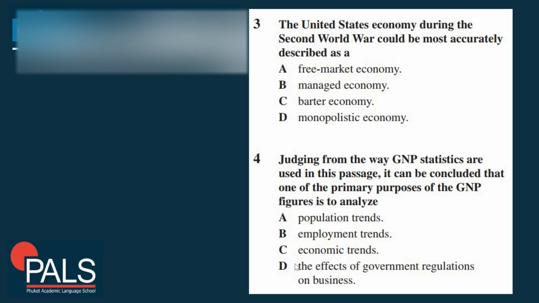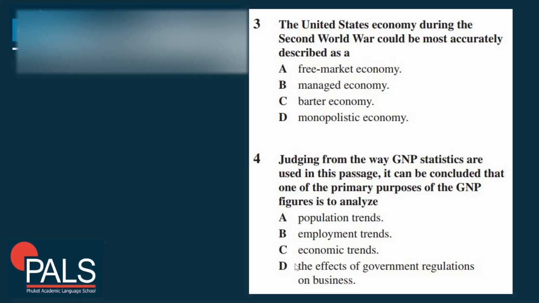Number 3, the United States during the Second World War could be most accurately described as which type of economy? A, a free market economy. B, a managed economy. C, a barter economy. Or D, a monopolistic economy. Go ahead and pause, think about it, and choose your answer.